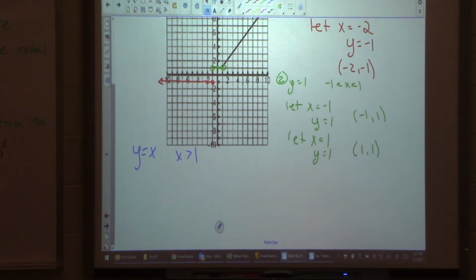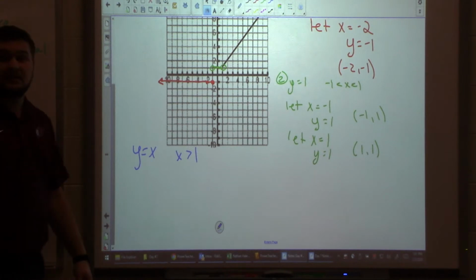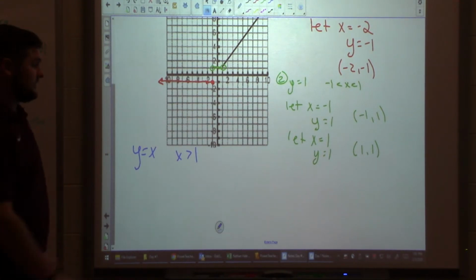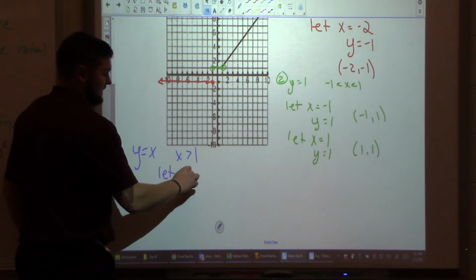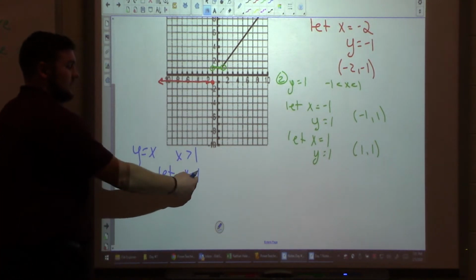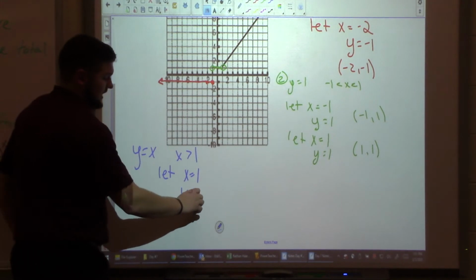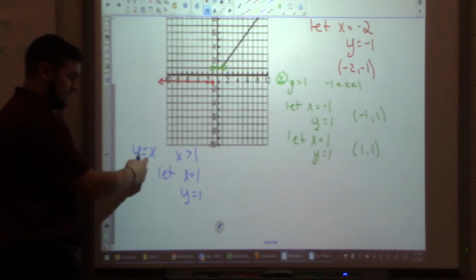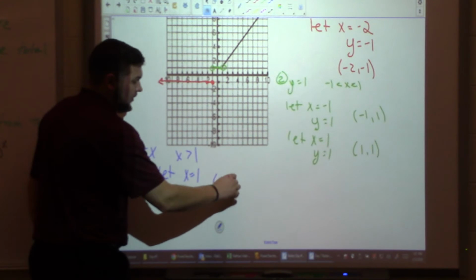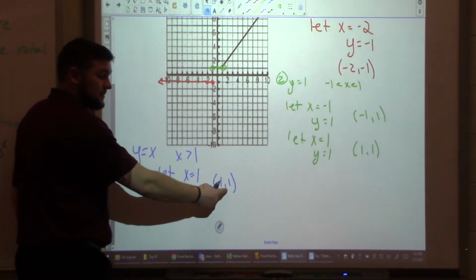So first I'm going to do what, Ethan? Let x equal what? 1. Good. Take 1, plug it into your equation. I get y equals 1, right? I plug it in for x. So at 1, 1, I'm going to have an endpoint. What type of endpoint is it?